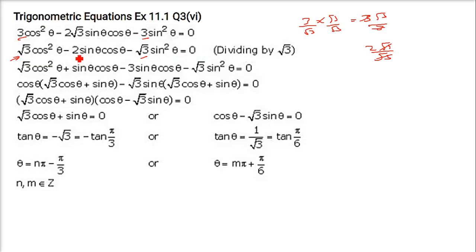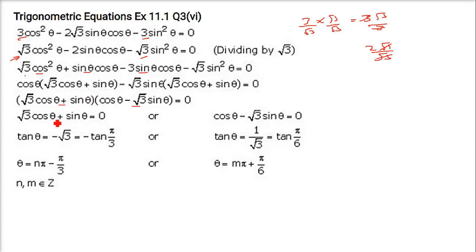Now this −2 sinθ cosθ can be written as sinθ cosθ − 3 sinθ cosθ, because sinθ cosθ − 3 sinθ cosθ is −2 sinθ cosθ. Now from here you take cosθ common, you get √3 cosθ + sinθ. From here you take √3 sinθ common, and you have to put a √3 here, because √3 times √3 will be 3. Here √3 you have taken common and sinθ will be here. So you have two factors, cosθ − √3 sinθ and √3 cosθ + sinθ.